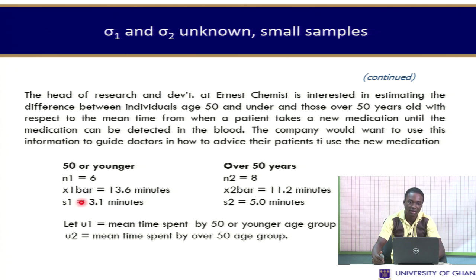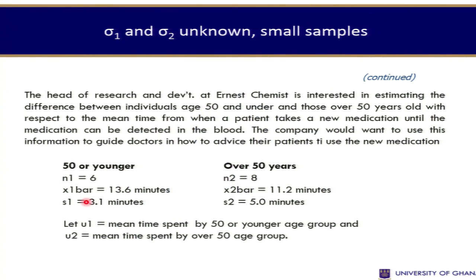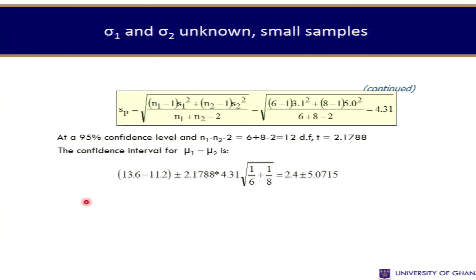For the first group, we had a sample mean of 13.6 minutes with a standard deviation of 3.1 minutes. For the second group, we had a sample mean of 11.2 minutes with a sample standard deviation of 5.0 minutes. Of course, mu1 and mu2 are the mean time spent by people aged 50 years or younger, and those over 50 years, respectively. Given that our sample sizes are small and our population standard deviations are unknown, we are going to calculate the pooled standard deviation on the assumption that the unknown population standard deviations are equal.